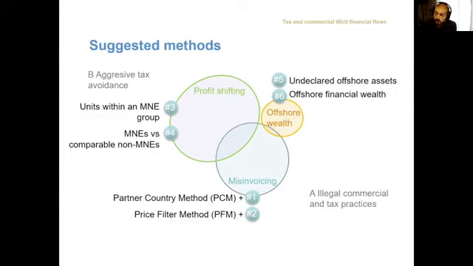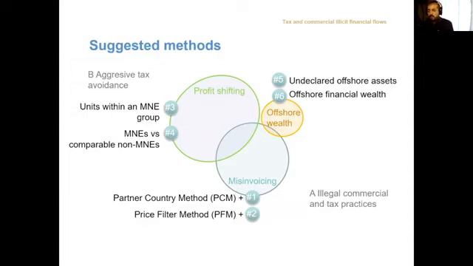For the profit shifting, we have method number 3 that looks at the distribution of profits among the MNE group, so within its units, relating it to the corporate effective tax rates and underlying economic activity of a particular unit. Method number 4 compares units that belong to an MNE to a comparable non-MNE or a domestic unit to identify potentially tax avoiding behaviors.